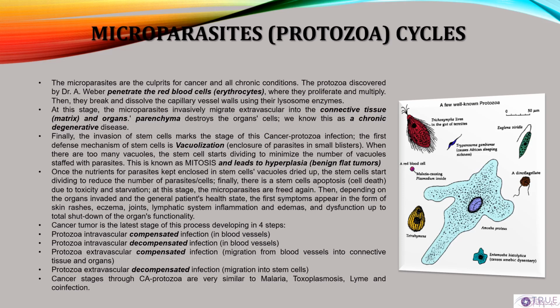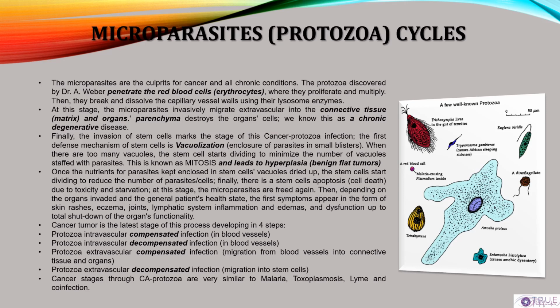So Dr. Weber discovered what he called potrosa, and they penetrate the red blood cells, or the erythrocytes, where they proliferate and multiply. And then they break and dissolve the capillary vessel walls using their lysosome enzymes. And at this stage, the microparasites invasively migrate extravascularly into the connective tissue, also known as the connective matrix, and the organs. And there they destroy the organ cells, and they invade the stem cells, and this is what leads then to what we call chronic degenerative diseases.